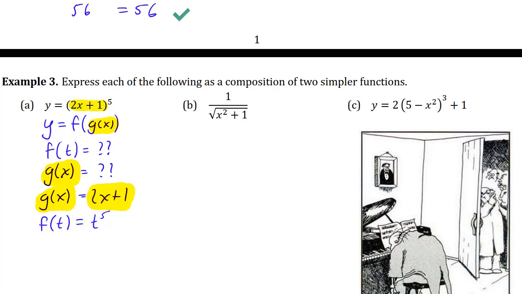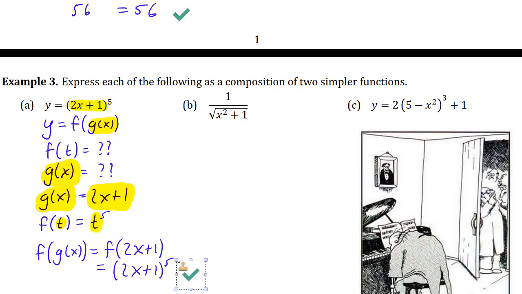And let's just check that this makes sense. If we do f of g of x here, using these 2 functions for f and g, the g of x is 2x plus 1. So this means f of 2x plus 1. And what does the function f do with its input? It raises it to the power 5. So this is going to be 2x plus 1 to the power 5. And that's what we wanted. So yeah, this here is the answer.